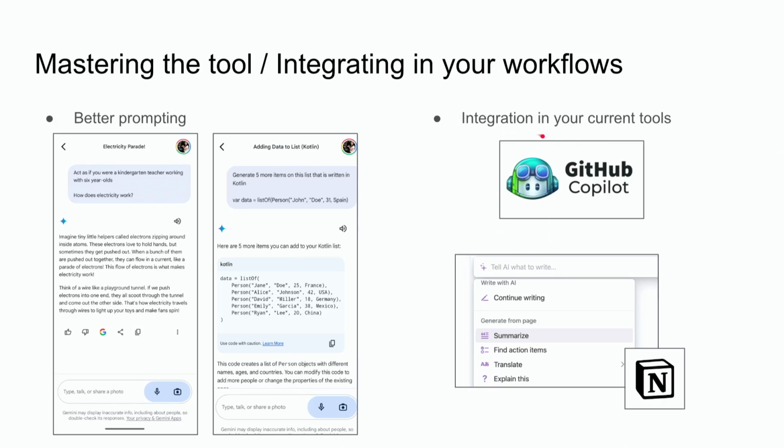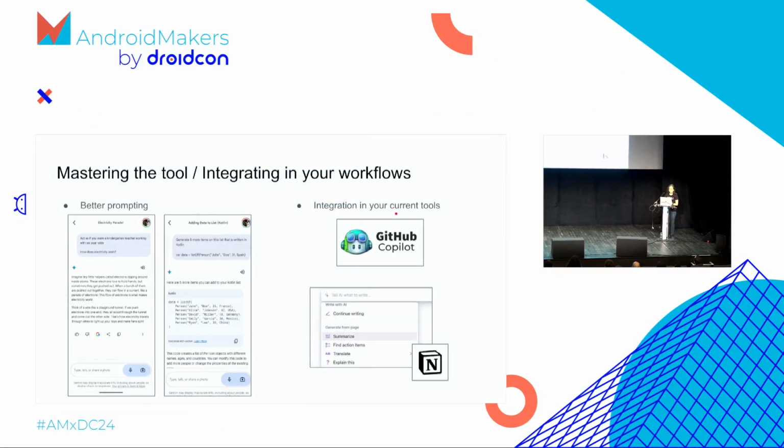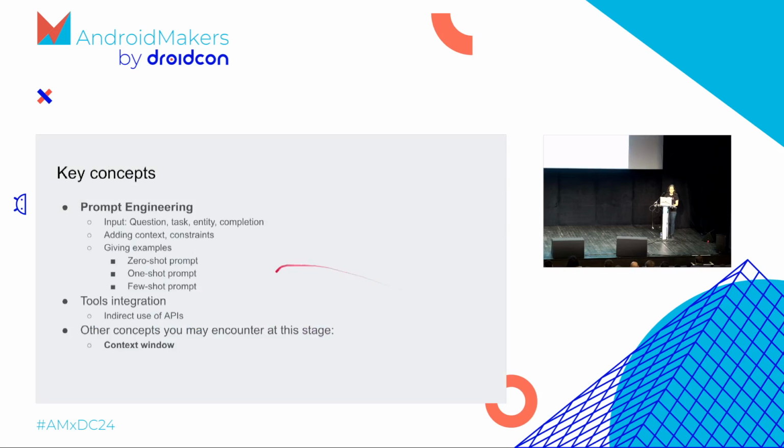And then the other way that you can go further is actually you can integrate in your current workflow by using tools that use AI methods, such as GitHub Copilot and so on. Also on Notion, on Gmail, Google Docs, tools that have integrated those methods. So what's behind this, everything that we just saw?